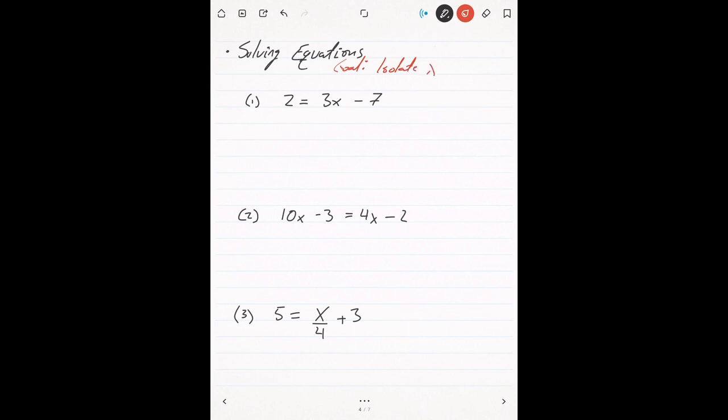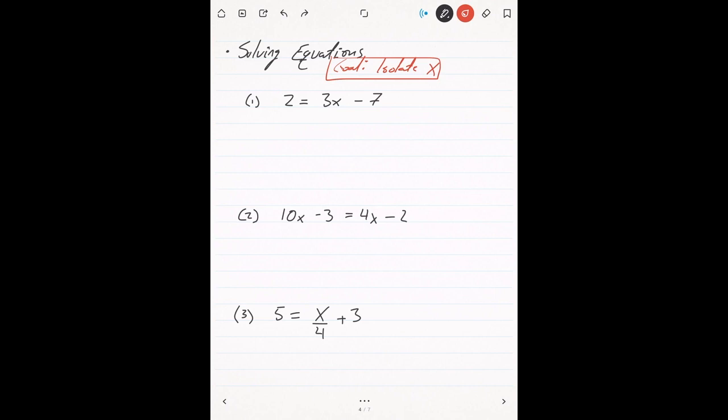isolate x, the variable. We want to get it by itself. That's our goal right now. Now, that's pretty much what we've been doing in our studies of pre-algebra, and this is what we're going to try to identify. What is that missing number? We know that 2 is the same thing as 3 times that number minus 7. Well, what could it be?